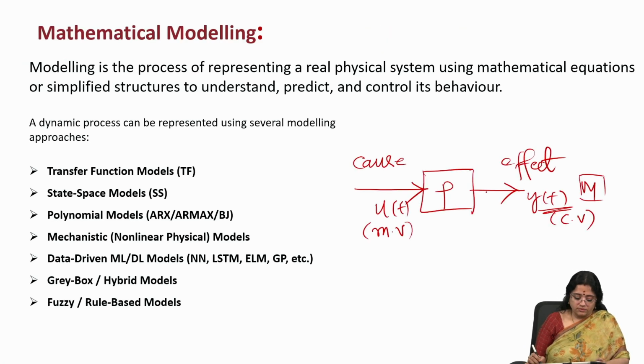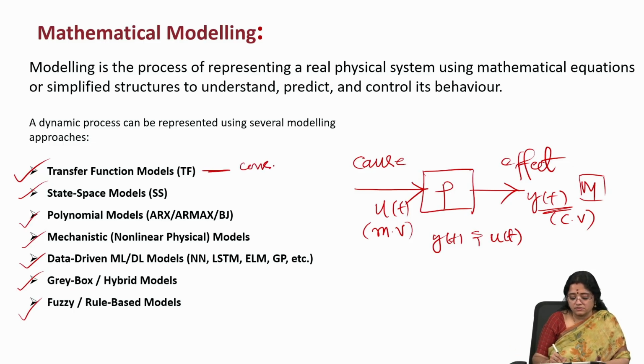So now, mathematical modeling is nothing but finding out the relationship between Y of t and U of t. And this can be done in various ways. Generally we use transfer function models, state space models, polynomial representations, mechanistic nonlinear models, data driven models, gray box modeling, and fuzzy modeling, and many other varieties have come into the picture recently. In our coursework we will be looking at these transfer function models, which are built from the conservation laws.